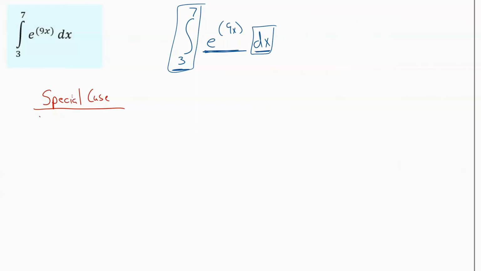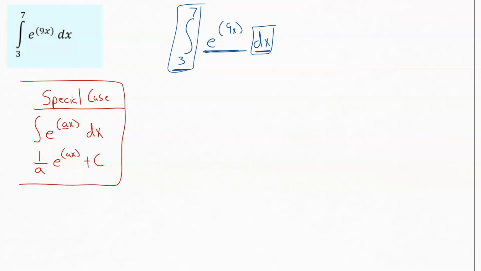This is the special case for e. So if I have e to a number times x, this is the better way to memorize it when you've got a number in front of x. This is always going to work out to being 1 over whatever that number is, and then the e piece will stay the same. When I'm doing the definitions, I always put a plus c on there because I'm doing an indefinite example. But here, we won't have the plus c. So that's what we're looking at.